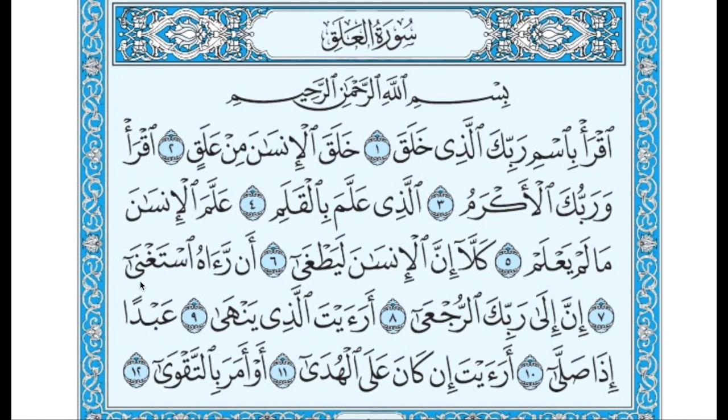Of course, the word abd comes many times in the Quran and it means servant, slave. Abd. Okay, and here you have a sukun. Abdan. إذا صلى. Here's a shadda. صلى. Okay. If he prays. Have you seen the one who prohibits the servant to pray? He prohibits a man when he prays. I'm talking about Abu Jahl and Abu Lahab.